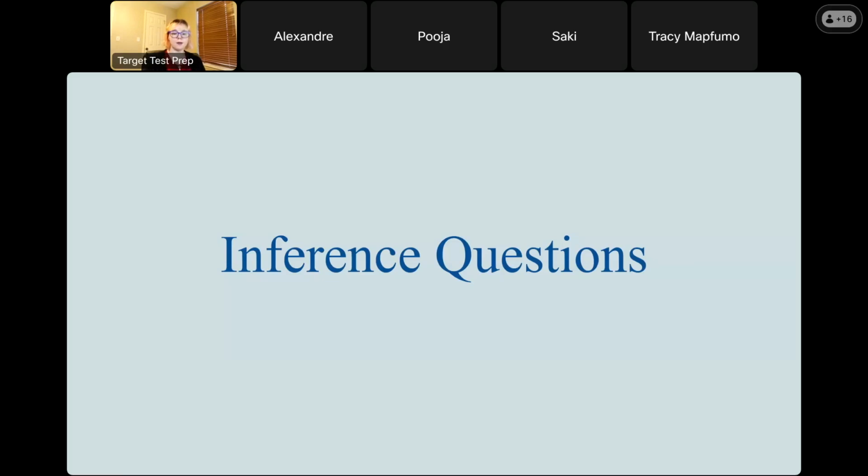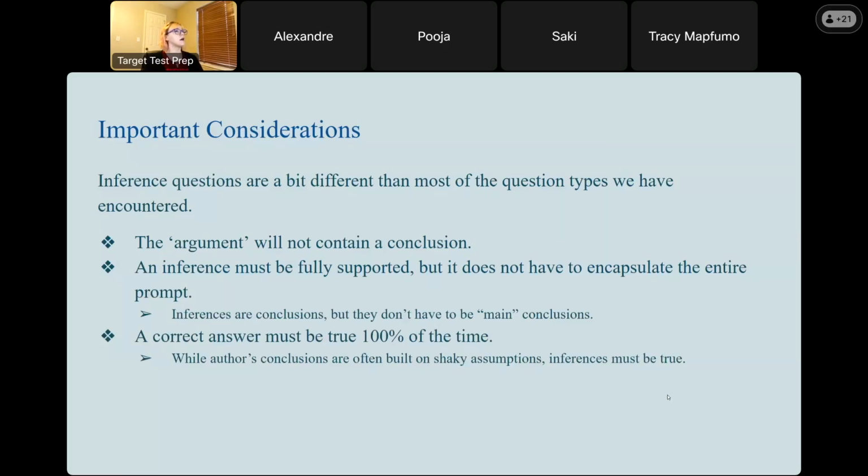We are going to do a bit of background on inference questions, and then we'll just do some examples like we usually do, work through them together and see if we can figure out some strategies that'll work for you. So let's get started. Here are some important considerations.